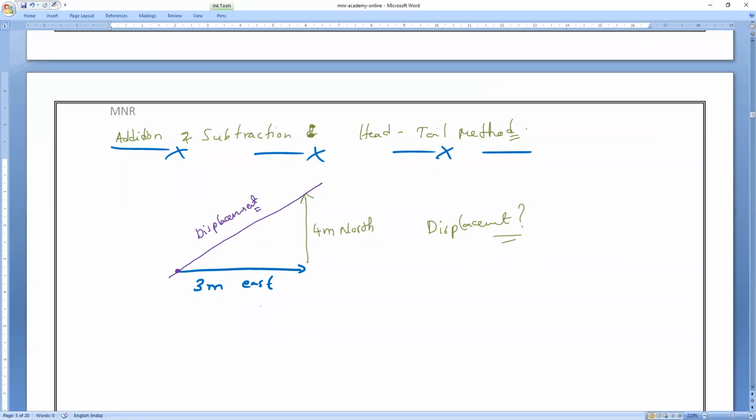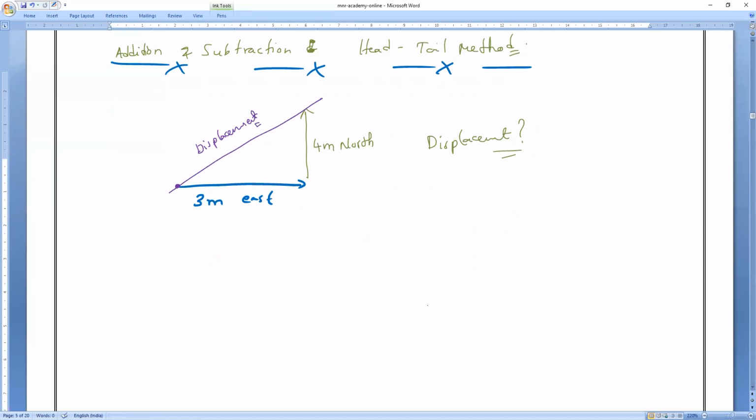Now, next, let me take another. All of you remember always, if I draw a vector, this is actually the tail. And if I put an arrow here, it will become the head. And if I draw another vector here, this is the head of the vector, and this will become the tail. Understand? Then the displacement, or the resultant vector.